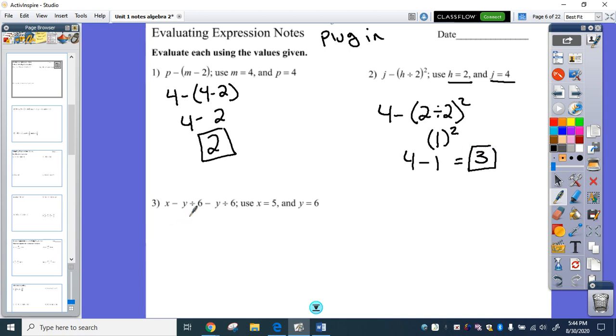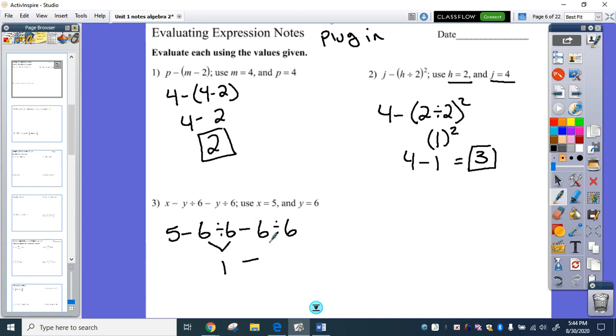Moving down into our next problem, again, longer problem, but that's okay. X is going to be 5, Y is going to be 6. So let's plug everything in. So we have 5 minus 6 divided by 6 minus 6 divided by 6. Again, we work left to right. We do all the division and multiplication first because there's no parentheses here. So 6 divided by 6 turns into 1.